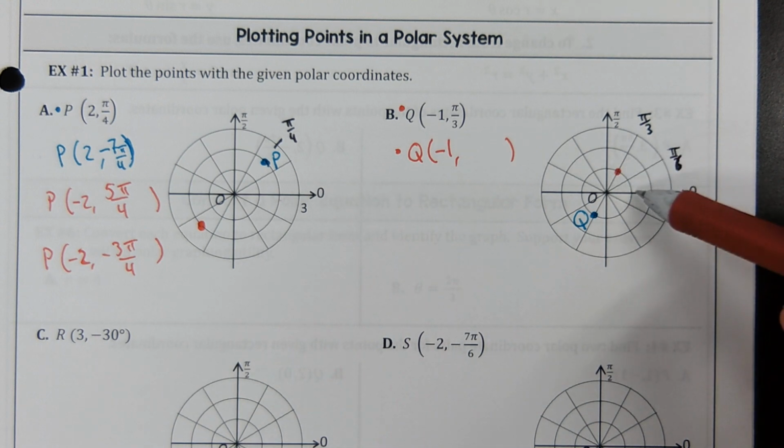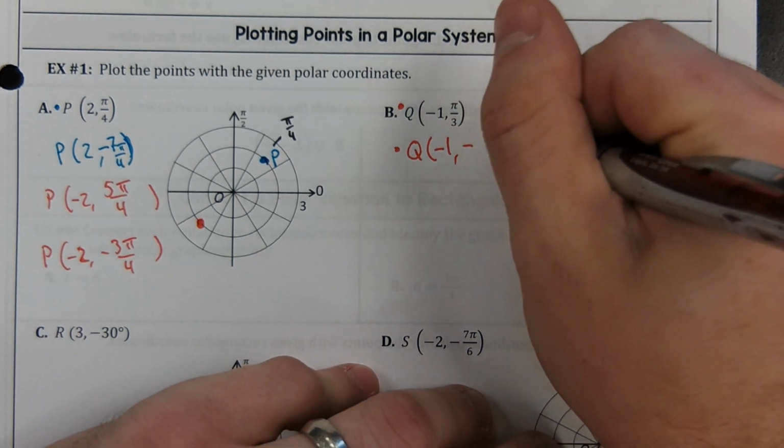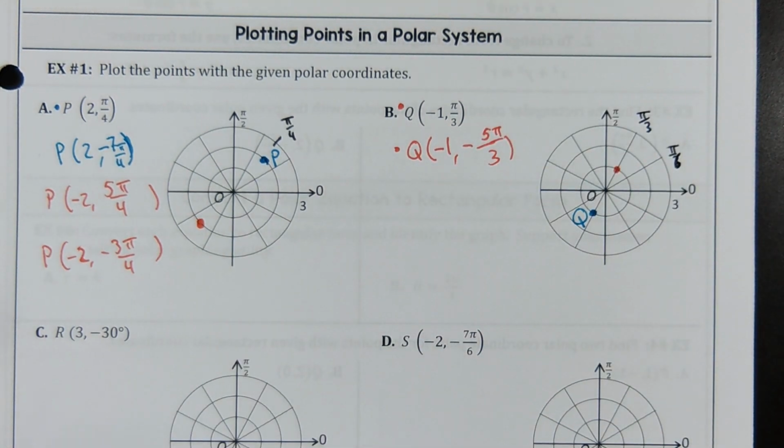How far is that? Negative 5 pi over 3. Forgot the pi. Essentially, pi over 3 minus 2 pi.